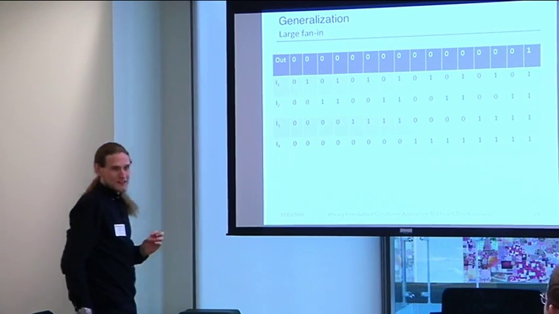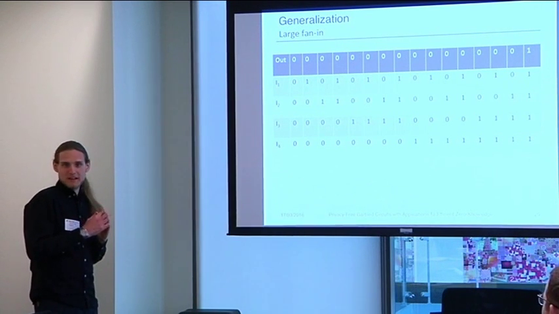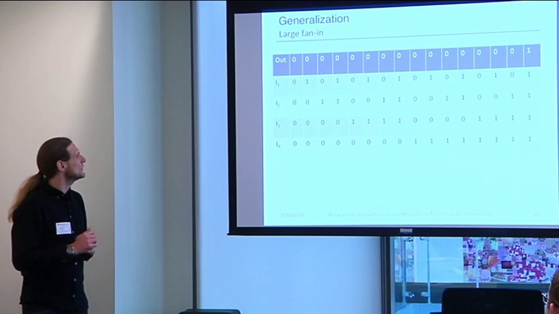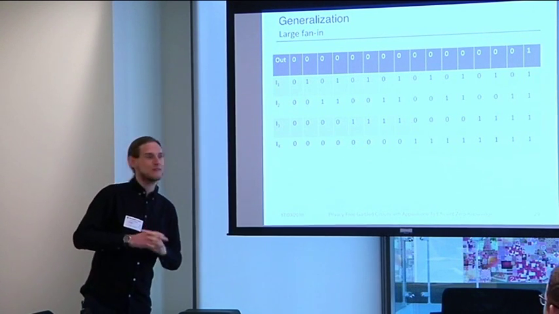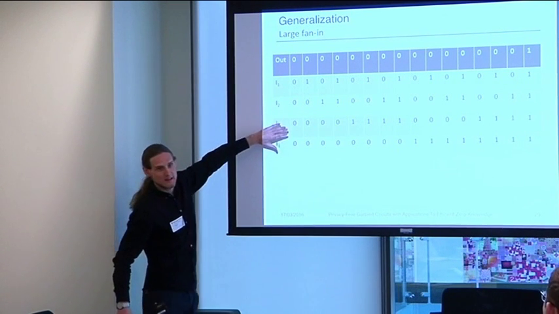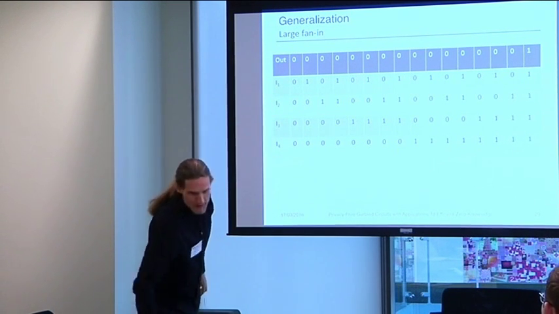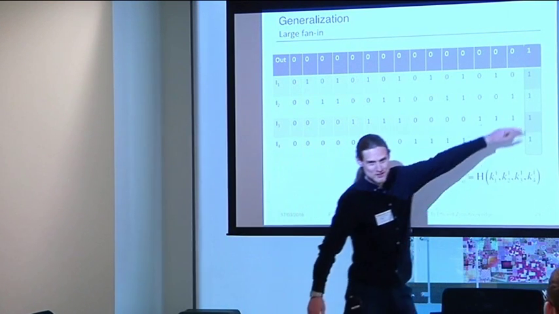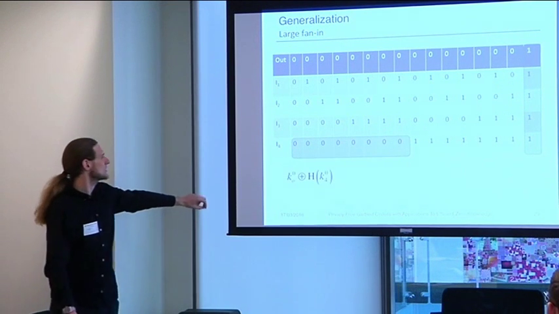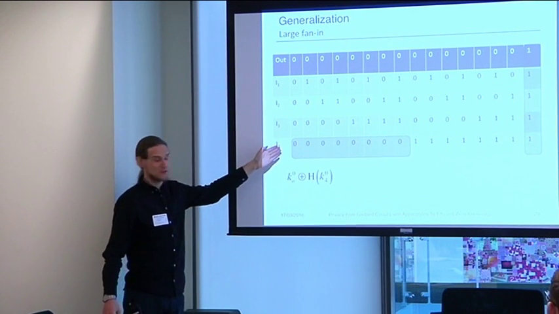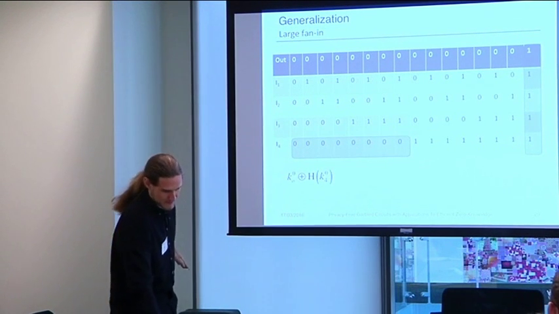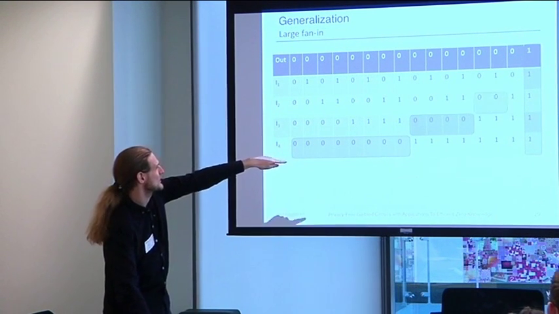Basically, to do these privacy-free garbled gates of large fan-in, we look at the truth table, and we look at the output, and try to find a feature of the input which uniquely defines one of the outputs. So for the one, the unique feature is all of the inputs need to be one. That's the only case. For the zero, we can see the unique feature, for example, with the fourth input, is that when it is zero, the output should be zero. And so on and so on.